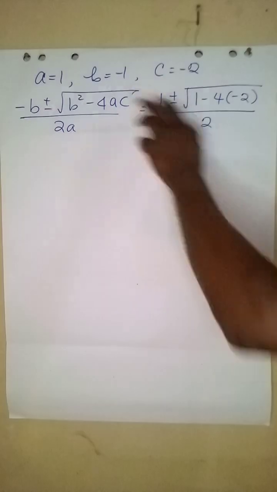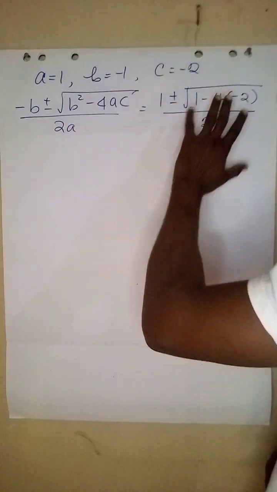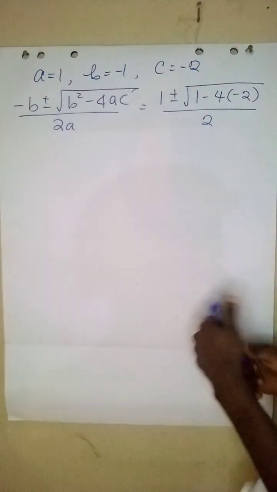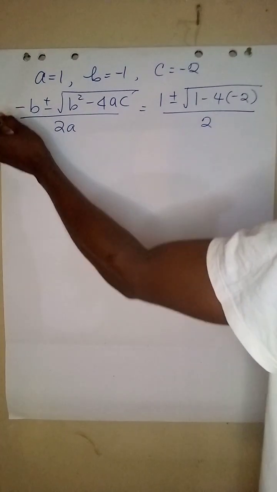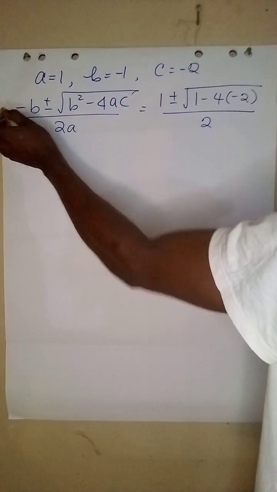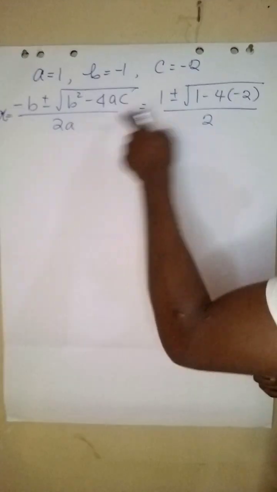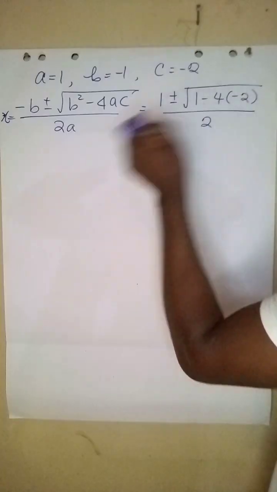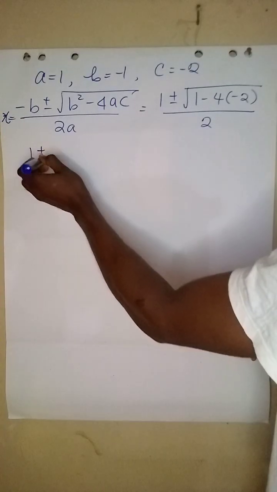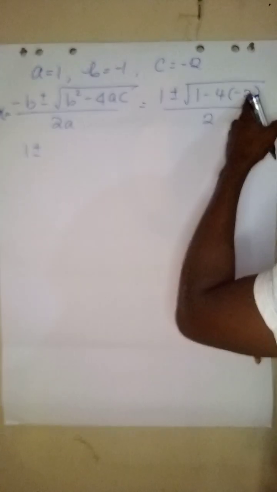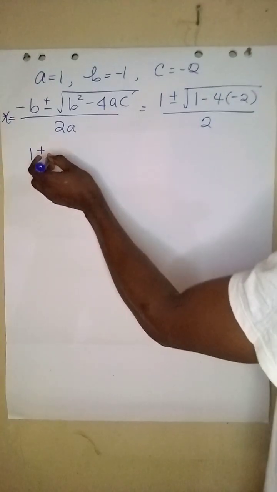So that is what we have. A is 1, b is minus 1. So we bring in this formula, the quadratic root formula. This is the quadratic root formula to find the value of x, and we substitute these values into this. We have this. This is going to give us 1 plus or minus the square root of 8 plus 1, and that's 9.